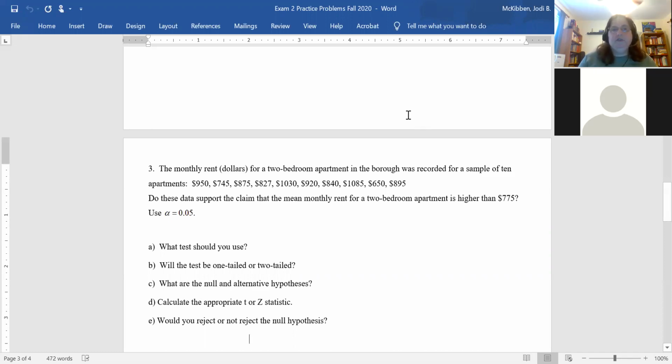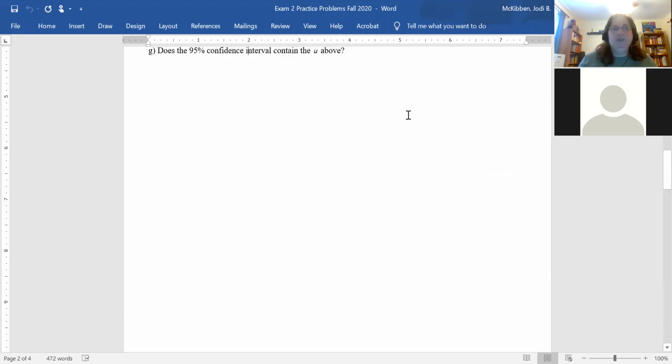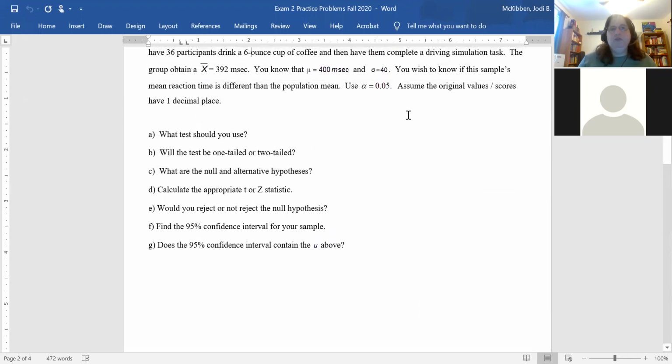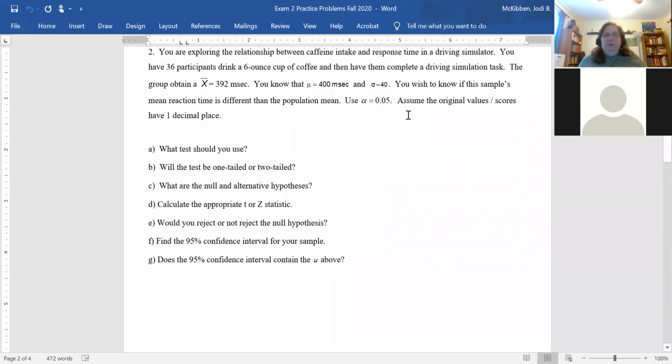And in the previous problem, if this lets me scroll up, I said you assume the original values of scores have 1 decimal place. Okay, if the original scores have 1, I add 1 to that, I get 2. That's how many should be in my final value, my final T or Z. Okay.